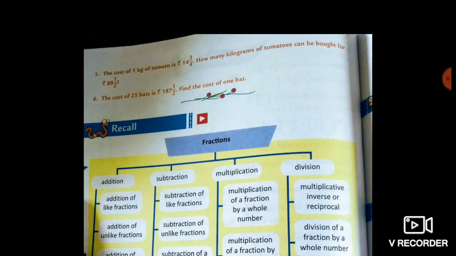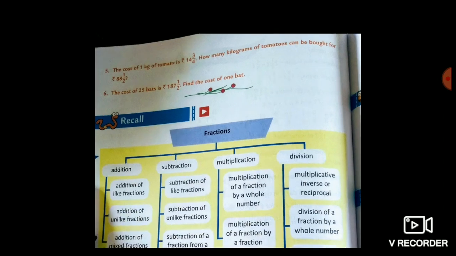Last question, number 6. The cost of 25 bats is rupees 187 integer 1 upon 2. Find the cost of 1 bat. Here we find the cost of 1 bat. So for finding the cost of 1 bat, we can apply the division method, because here we are finding the cost of one bat. So let's see how we find the answer to this question.